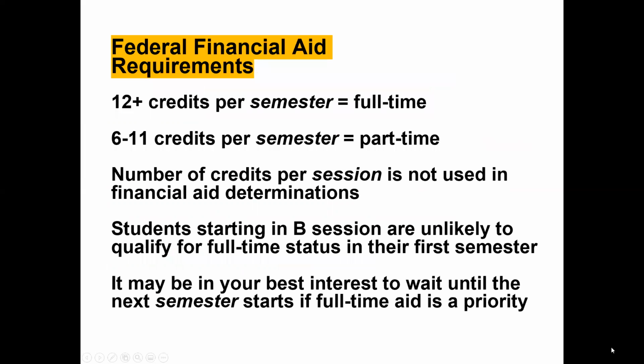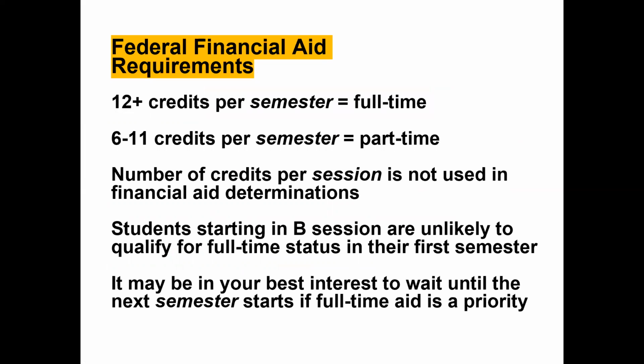Federal financial aid requirements in terms of minimum credit hours per semester. If you are going to be a full-time student and taking out full-time funding, 12 credits minimum is what you need to take per semester. So that likely means 6 credits in session A and 6 credits in session B. If you're a part-time federal financial aid student, the minimum requirement per semester is 6 credits to 11 credits.